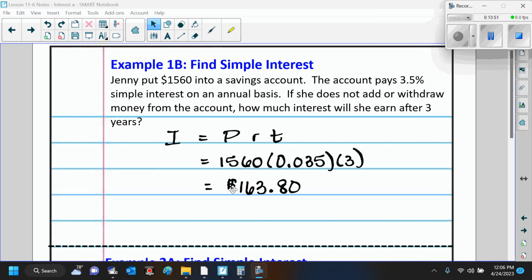So here, the interest that she earned is $163.80. The principal is $1,560. The interest rate, after we changed it to a decimal, becomes 0.035. And then she earned after 3 years. Very good. All right, let's go to example 2B.